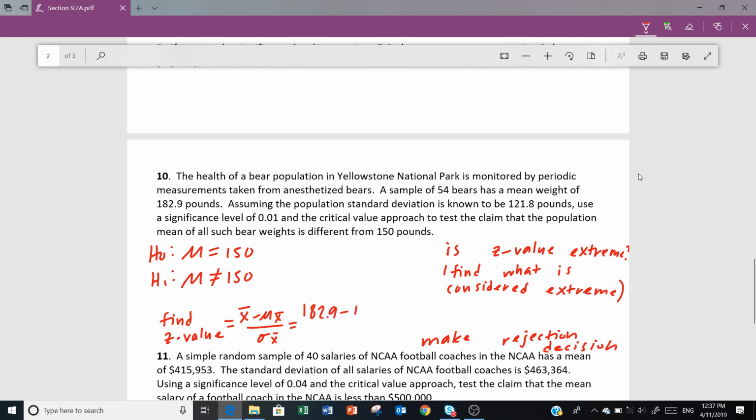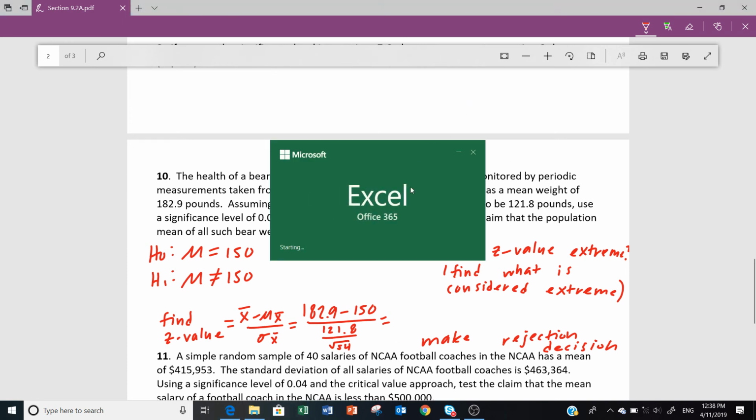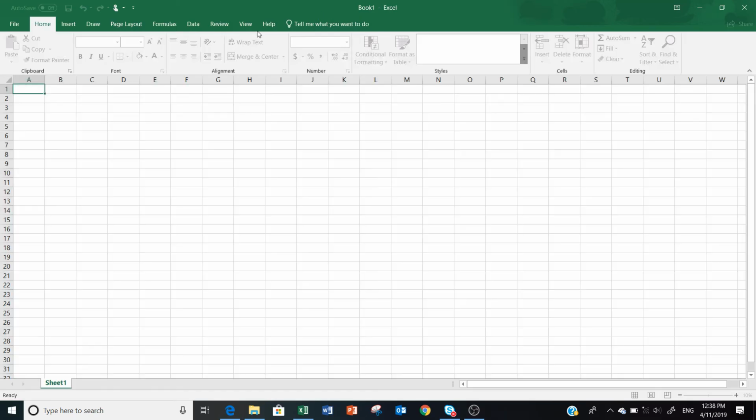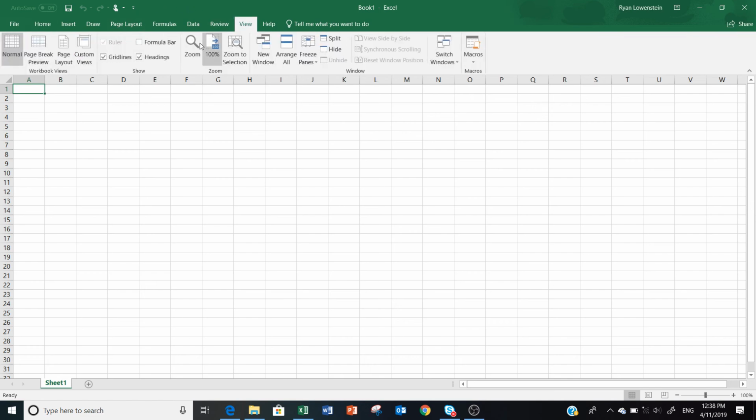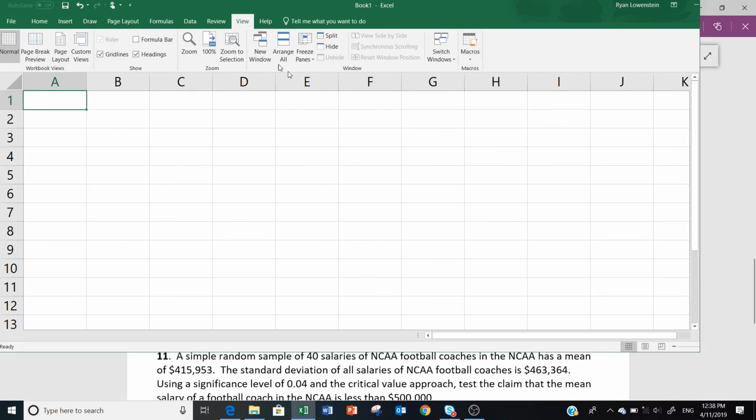That is 182.9 minus 150 divided by 121.8, but what do I have to do to the standard deviation? Divide by the square root of 54. So I'm going to type all of this into Excel, and I'm going to show you how to do this in Excel so you don't have to do it in different steps. All you have to do is literally type this big expression in. I don't want people to waste time typing it in separately. It's so much easier just to do it like this.